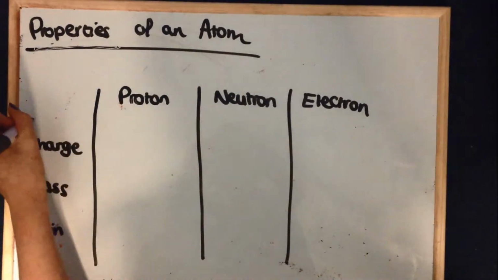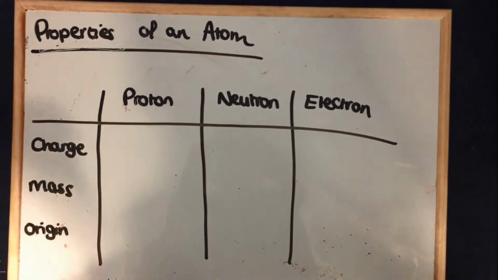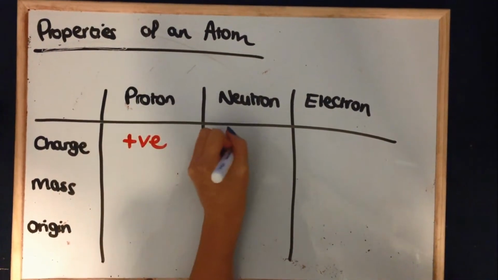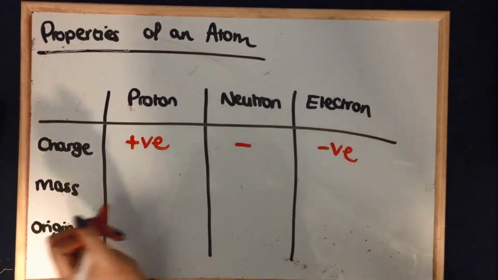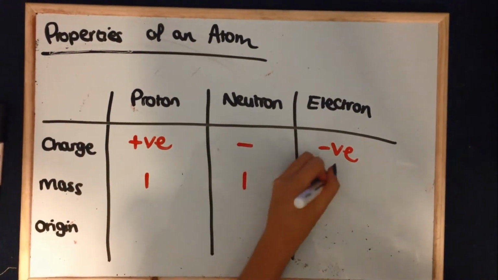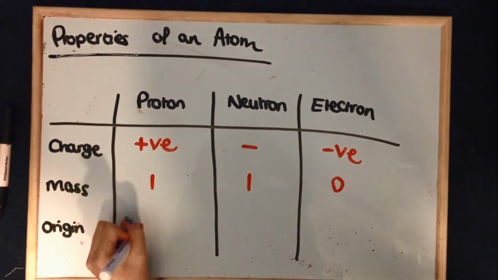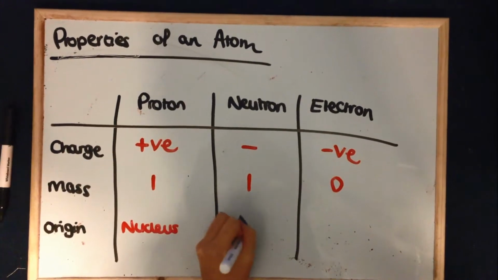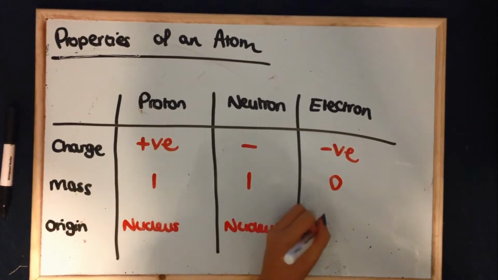Protons have a positive charge, neutrons don't carry a charge at all, and electrons have a negative charge. Both protons and neutrons have a mass of 1, electrons don't have a mass. Protons and neutrons can be found in the nucleus, and electrons are found in the outer shells.